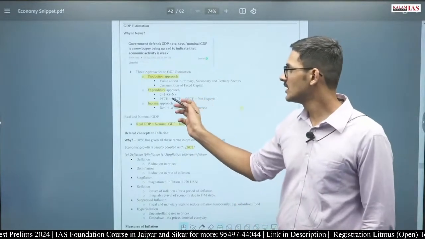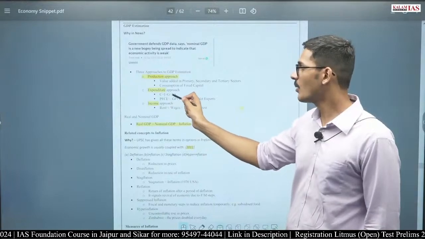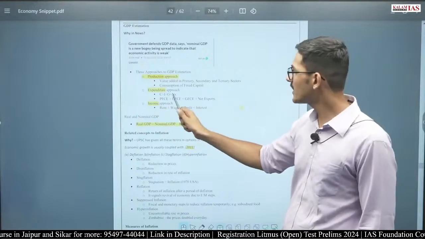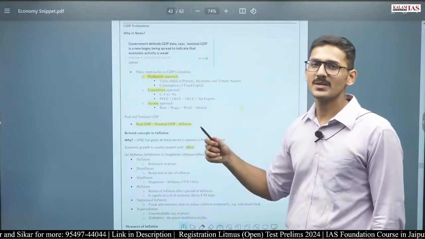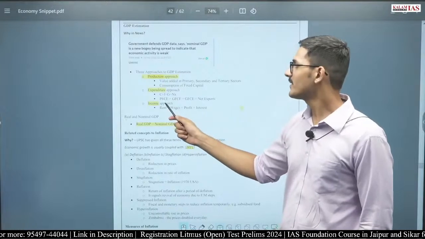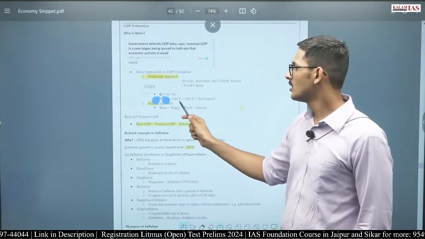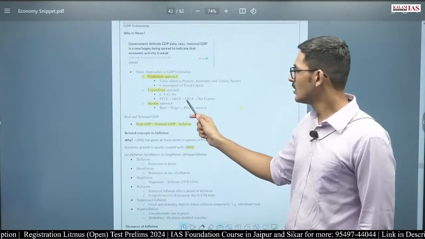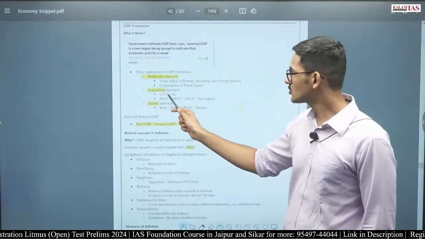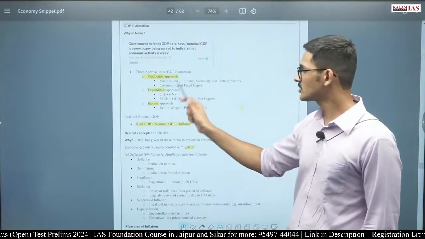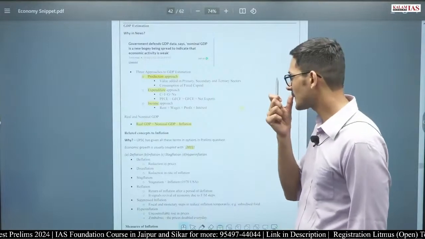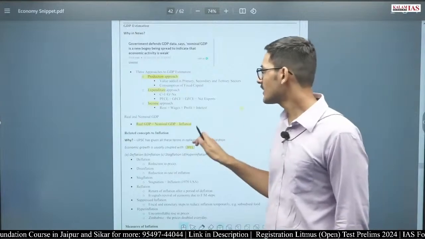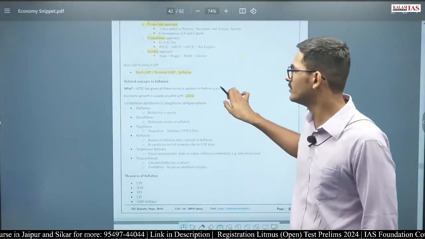In the expenditure approach, there are consumption, investment, government expenditure, and net exports. CIGNX: consumption, investment, government expenditure, and net exports. In government documents, the terminology used is private final consumption expenditure, that is C; gross fixed capital formation, that is investment; government final consumption expenditure, that is government expenditure; and net exports, that is NX. In the production approach, value addition in the primary, secondary, and tertiary sectors and consumption of fixed capital is added.